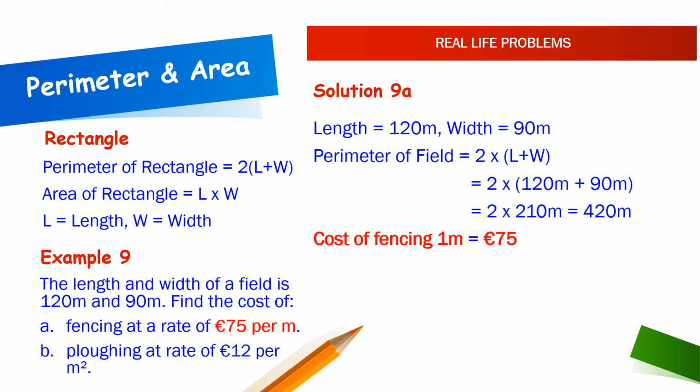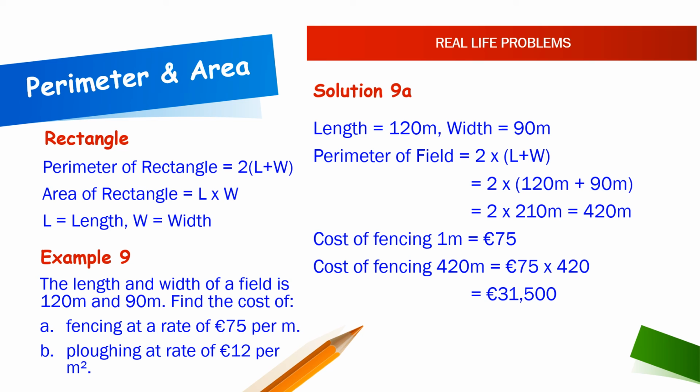Since the cost of fencing is €75 per metre, we have that the cost of fencing is €75 multiplied by 420. And this equals €31,500.